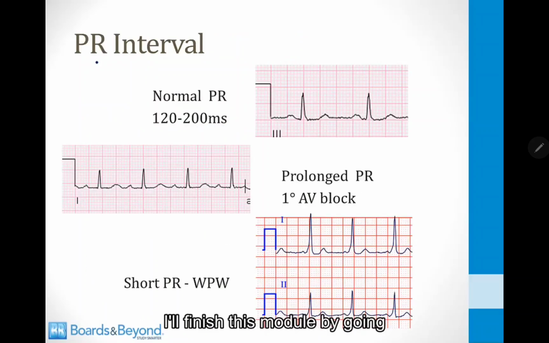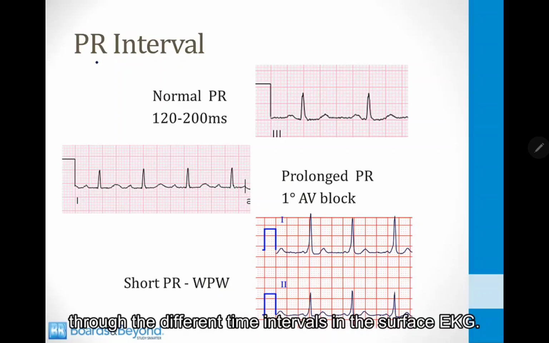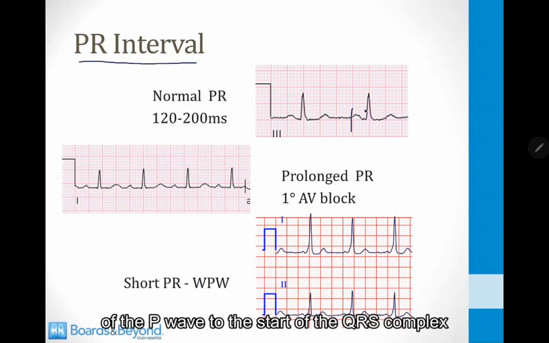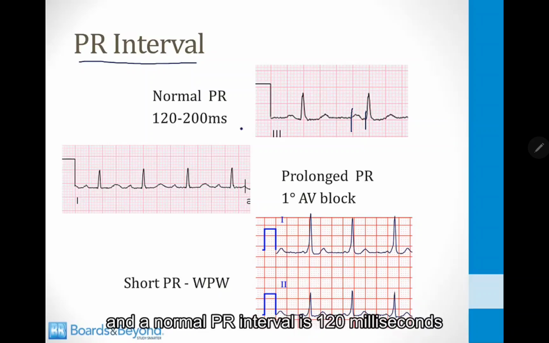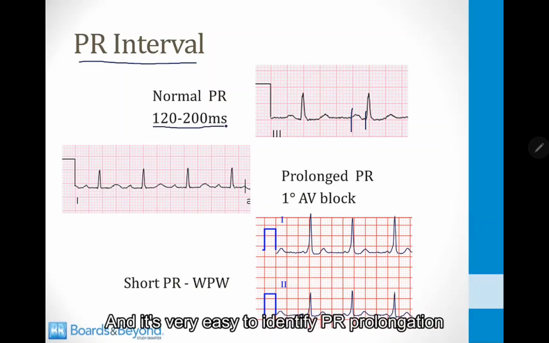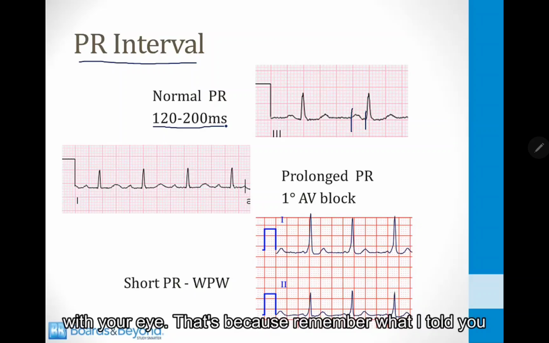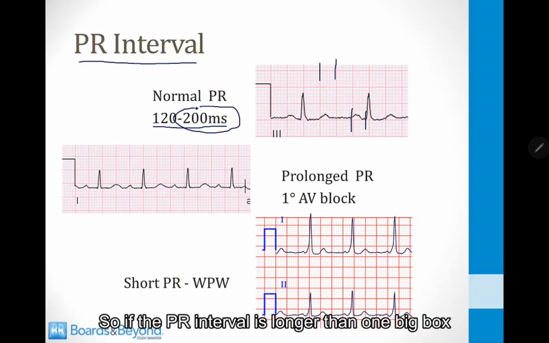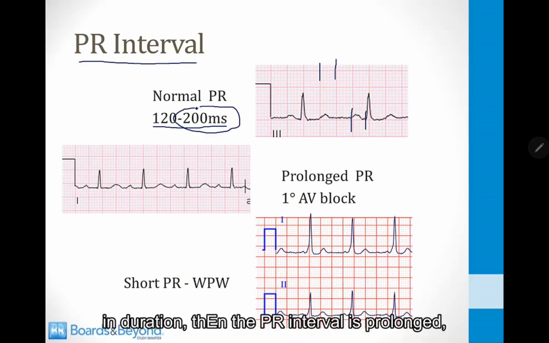I'll finish this module by going through the different time intervals in the surface EKG, and I'll start with the PR interval. This is the time from the start of the P wave to the start of the QRS complex, and a normal PR interval is 120 milliseconds to 200 milliseconds in duration. And it's very easy to identify PR prolongation with your eye. That's because, remember what I told you before, a big box represents 200 milliseconds in time. So if the PR interval is longer than one big box in duration, then the PR interval is prolonged.